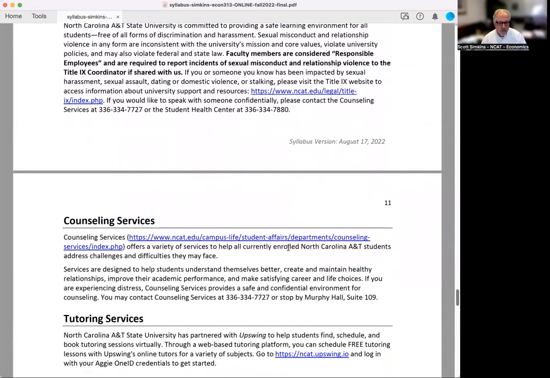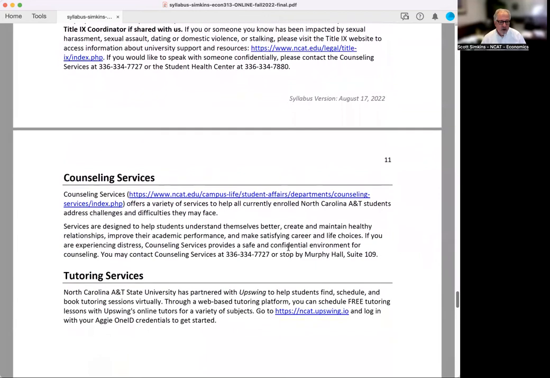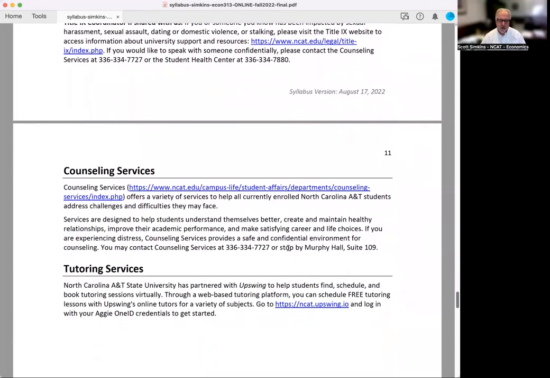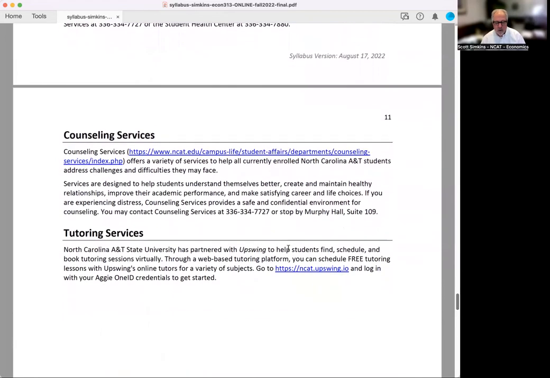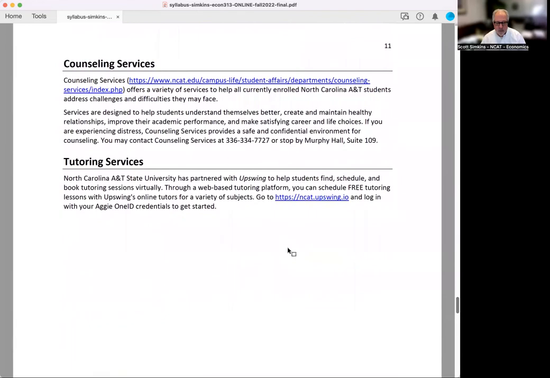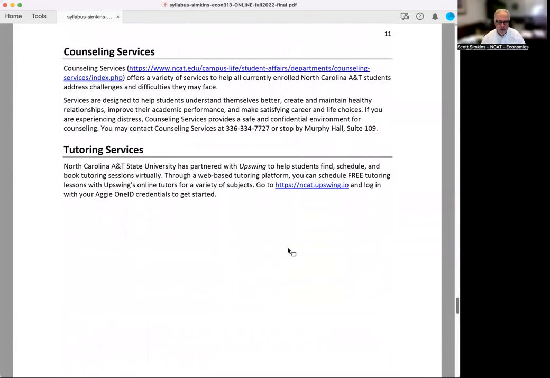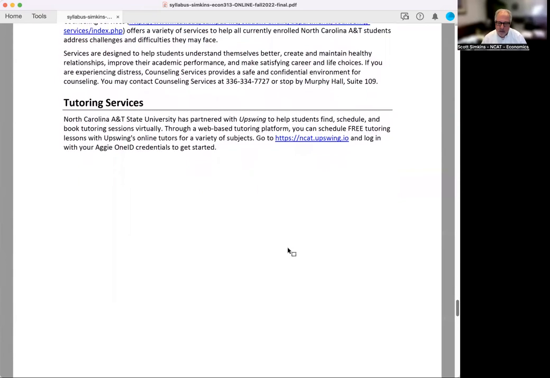And also here are some services that are available to you that you should know about. Counseling services, as well as tutoring services that the university provides, at a distance in this case, with Upswing. And so there's tutoring available through Upswing services as well. I checked prior to the start of the semester here, and it appears that they do have tutors that are available for intermediate macroeconomics, not just lower level courses.